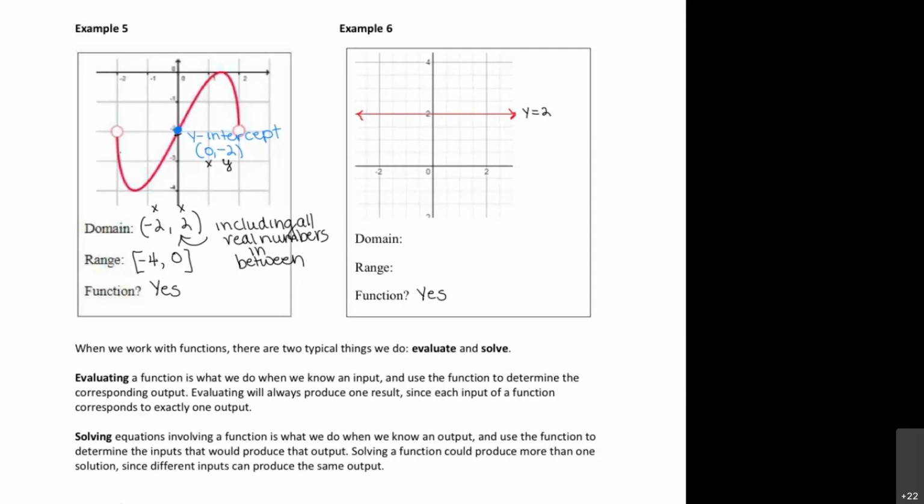It's a constant function. So no matter what input you put into it, and its domain, because of my arrowheads, goes from negative to positive infinity. See the arrowheads? So I can put in any real number as an x value, as an input value, and what comes out?